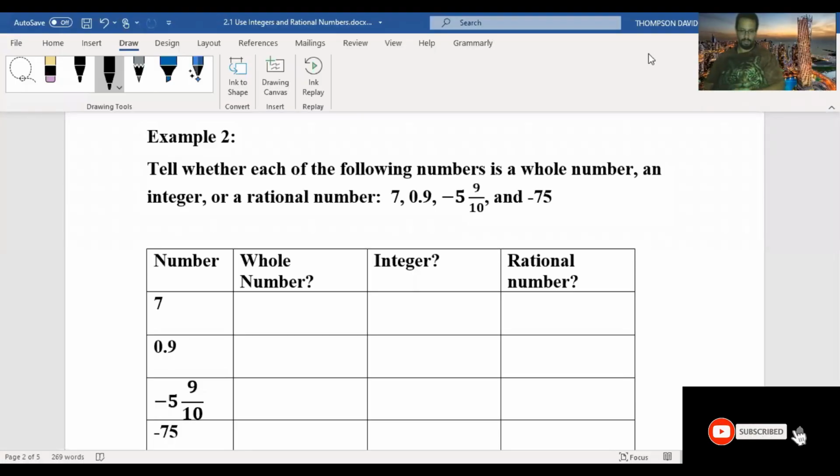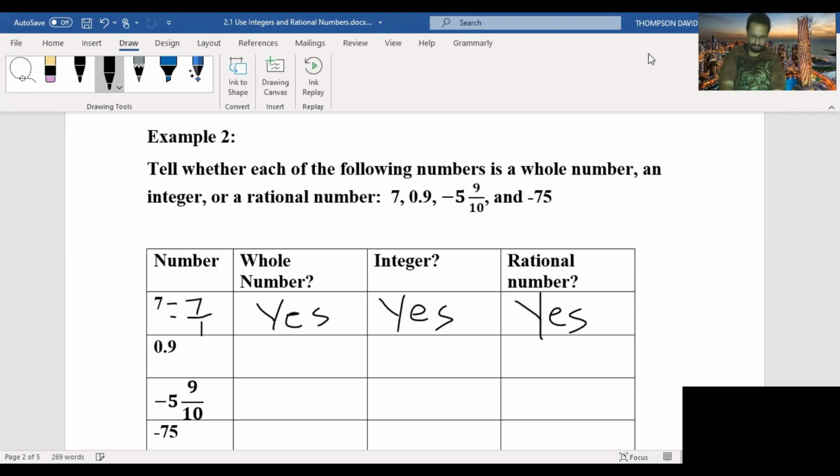Example 2. Tell whether each of the following numbers is a whole number, an integer, or a rational number, using the numbers 7, 0.9, -5 and 9/10, and -75. So we have 7. Is it a whole number? Yes. Is it an integer? Yes. Positive and negative numbers are integers. Is it a rational number? Yes, we can also say this is a rational number because 7 can also be written as 7 over 1.